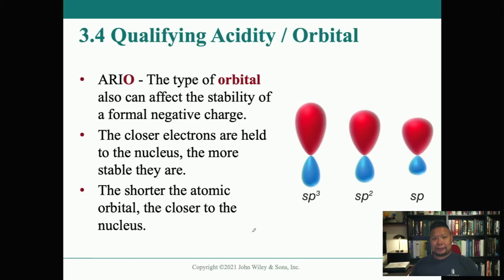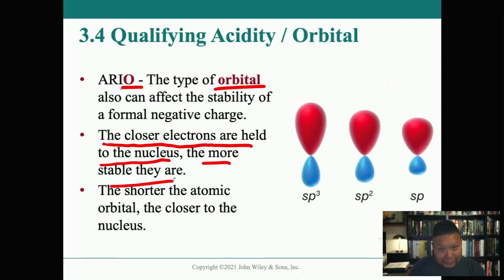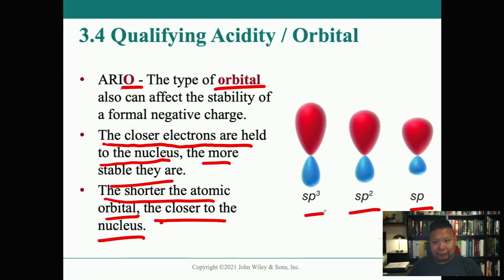And then last but not least, we have the O, which stands for orbital. The orbital of REO. And this is actually quite self-explanatory. Like you can really see it, because what it says is that the closer electrons are held to the nucleus, the more stable they are. So the shorter the atomic orbital, the closer it is to the nucleus. So you have an sp, and you have an sp2 and an sp3. They all have different lengths to the nucleus, and the closer you are to the nucleus, the more stabilized you are.